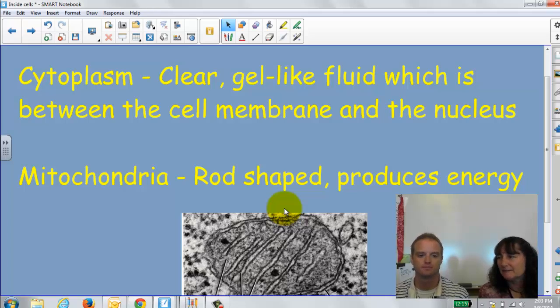Then we have cytoplasm, and that pretty much fills up the cell. Think of it kind of like Jell-O. It's a clear, gel-like fluid, and it's everything between the cell membrane and the nucleus. So it kind of fills in the cell, like the stuffing.